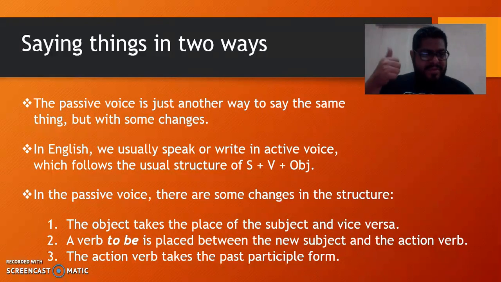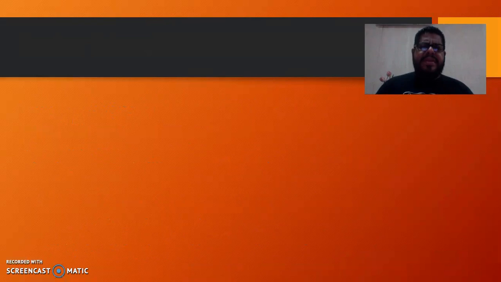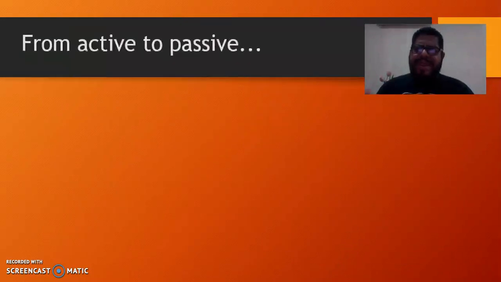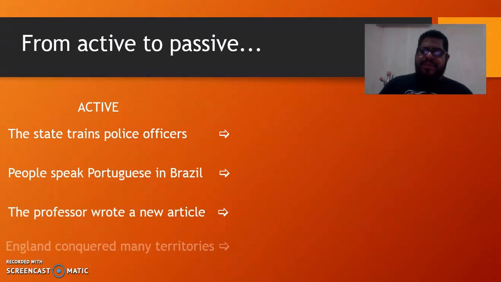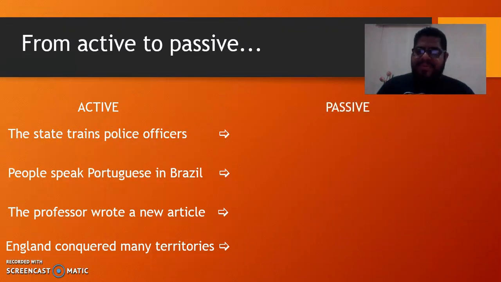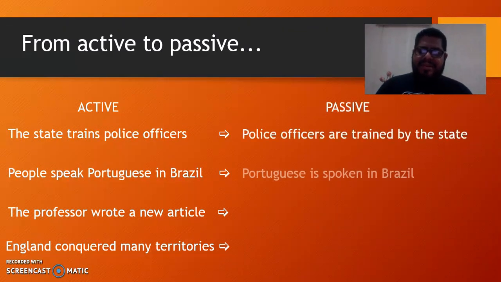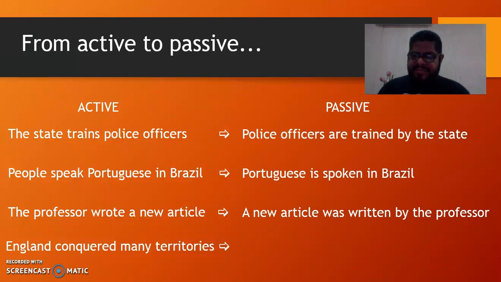Okay, so remember, first you change subject and object from places. Then you add a verb to be, and then the action verb takes the past participle form. Very simple. Let's look at how the sentences work, how they go from active to passive. In the active voice, we have the state trains police officers, people speak Portuguese in Brazil, the professor wrote a new article, England conquered many territories.